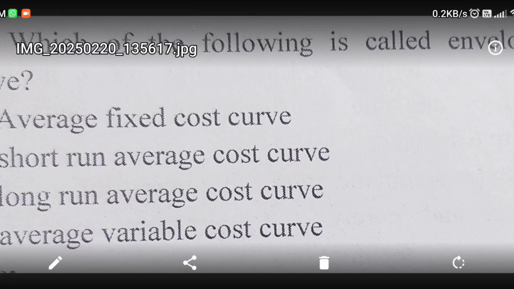Next, which of the following is called the envelope curve? Long run average cost curve. C is the right answer. This curve shows the lowest possible average cost of production for each level of output when all inputs, both fixed and variable, can be adjusted or varied. It is also known as the envelope curve because it envelops or surrounds all the short run average cost curves.